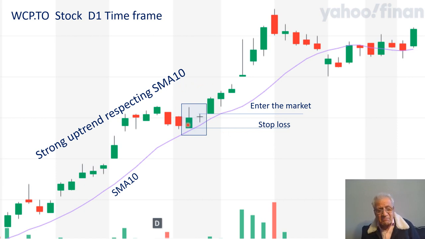Repeat the same process for the downside. The price should respect the moving average when it goes strongly downward, so the price must be below the moving average. Wait for the formation of an inside bar, and with the same technique, you can enter the market and put your stop loss. So this is how you use the moving average in order to enter the market with the formation of the inside bar.